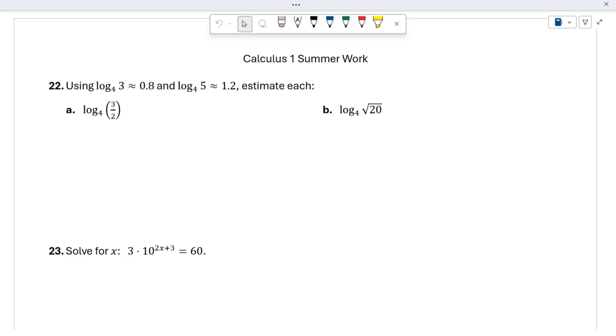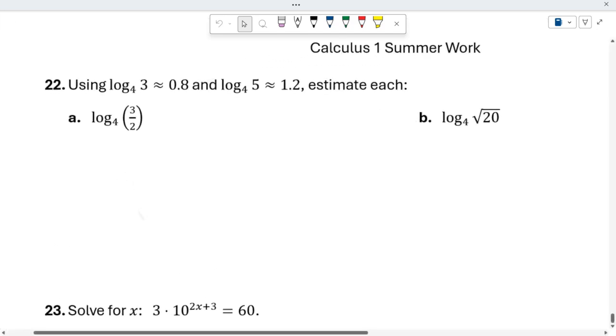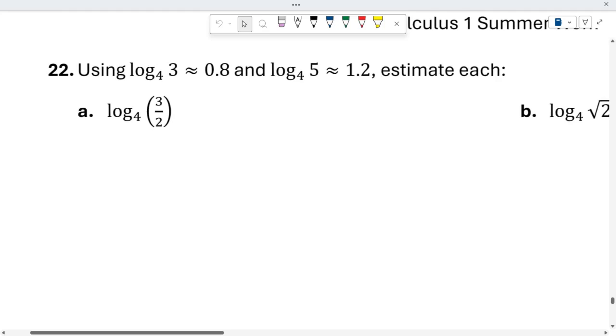In this video, we're going to be taking a look at question number 22. Question number 22 says, using the fact that the log of 3 base 4 is approximately 0.8 and the log of 5 base 4 is approximately 1.2, estimate each of the following. Okay, so 22a. We want to estimate the log of 3 halves, also 1.5, but we want to think of it as 3 halves, base 4.